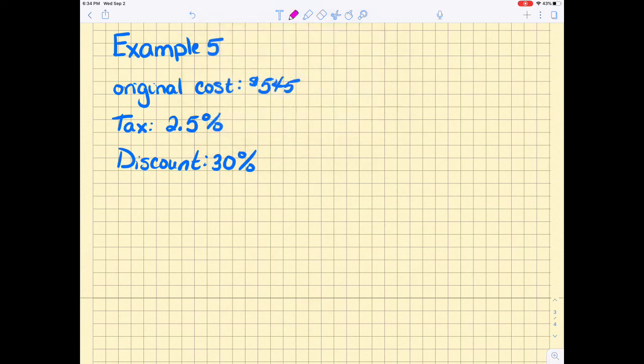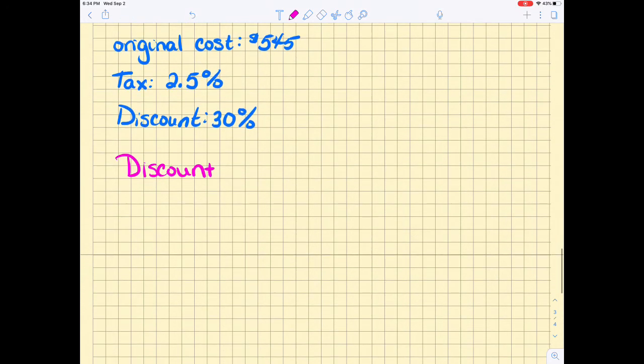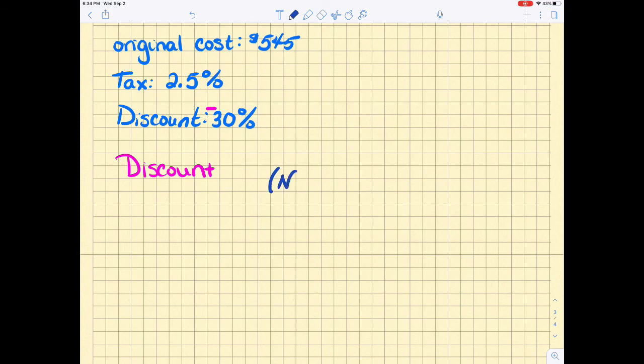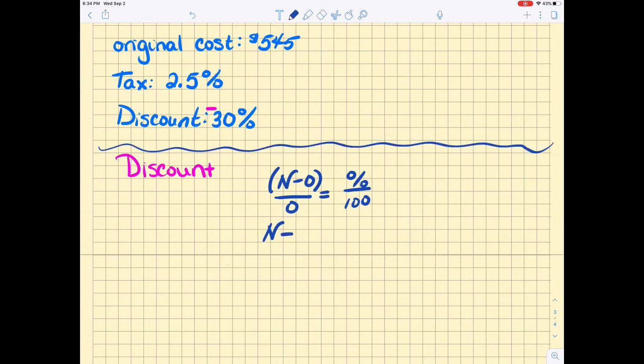So I always start with the discount. So I'm going to start with the discount part of the problem. Now again, it's a discount. So is that going to be a negative or a positive percent? It's going to be negative because we're taking away money. Here's our N minus O over O equals percent over 100. We don't know the new cost. I'm only dealing with the discount right now, okay? So I'm just going to deal with the discount. So I'm going to take the original, which is 545, and put that wherever the O's are. And I'm just going to deal with the discount, so I'm going to put negative 30 over 100.